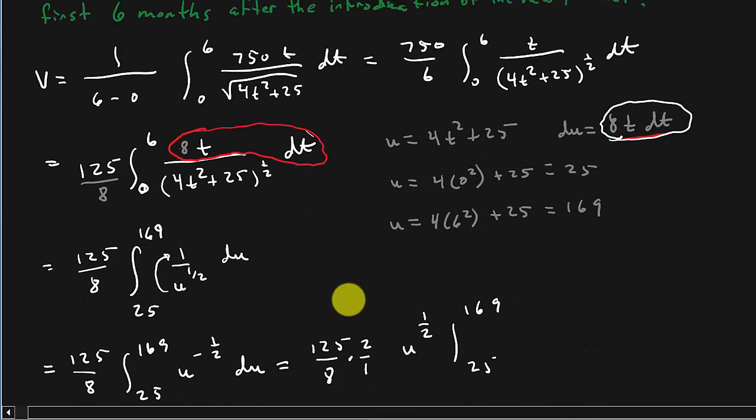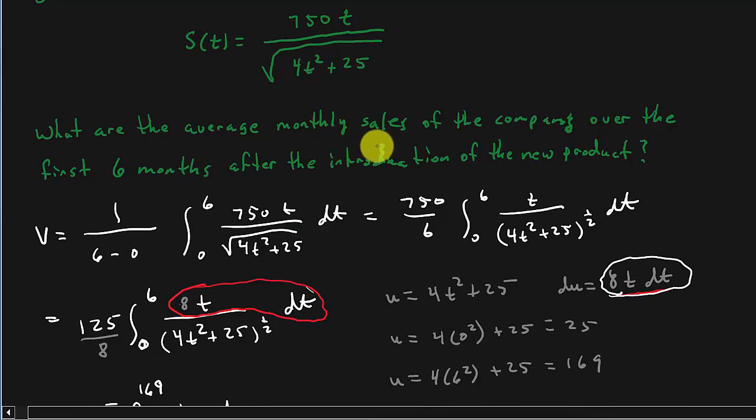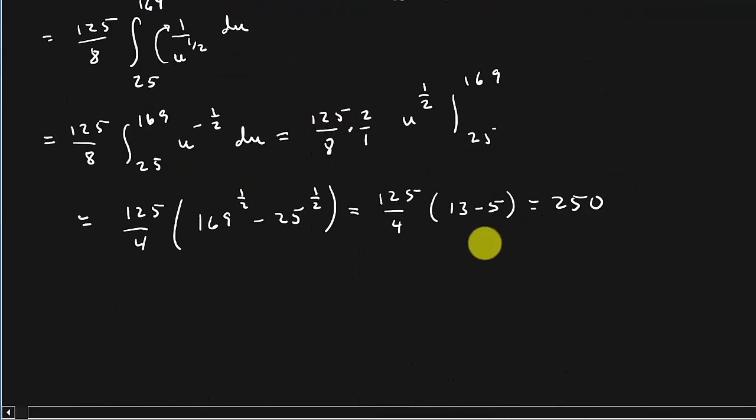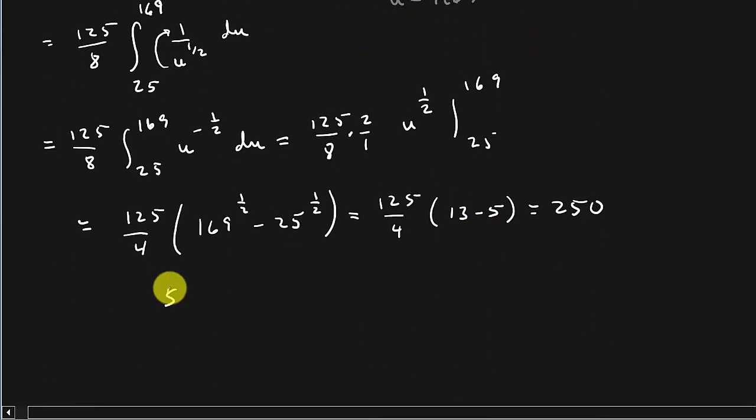So the average monthly sales is 250. But it says the company's sales will be S of t thousand dollars, so that would be $250,000 per month.